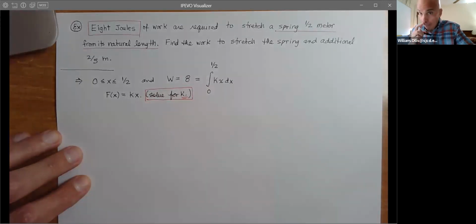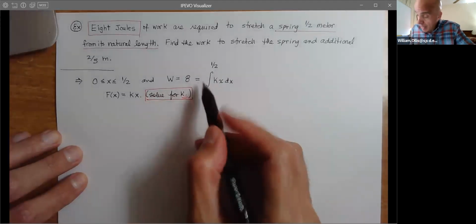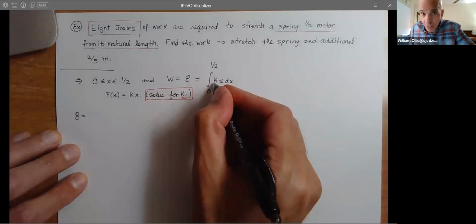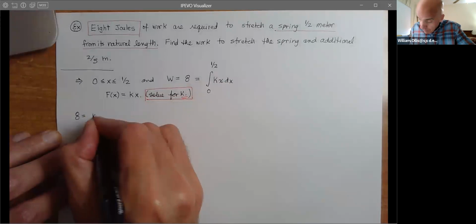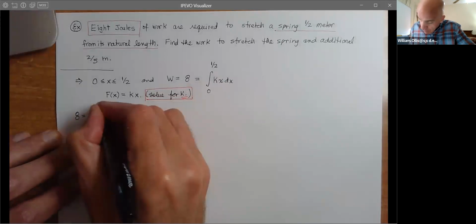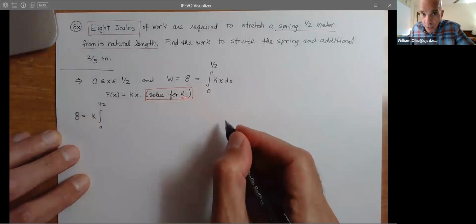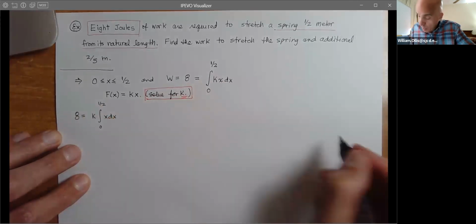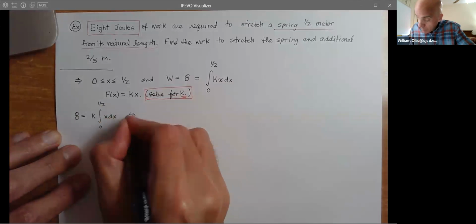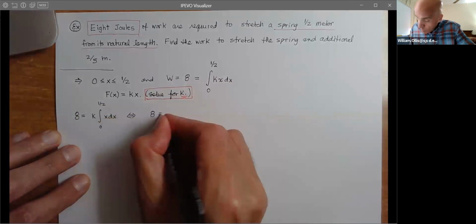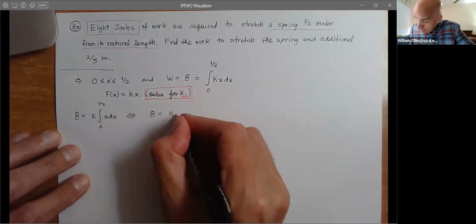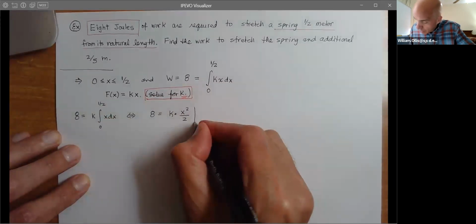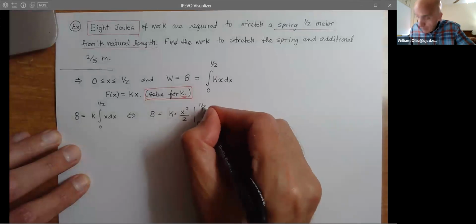So now, if we look at this, we have 8, and we can factor the K, it's a constant. So 0 to 1/2 x dx. So add 1, divide by the new power. So 8 equals K times x squared over 2, 0 to 1/2.